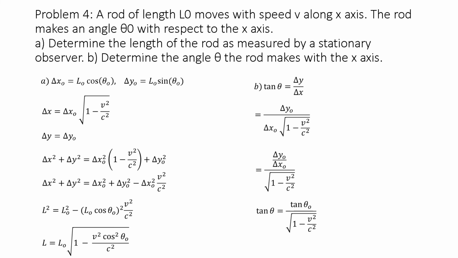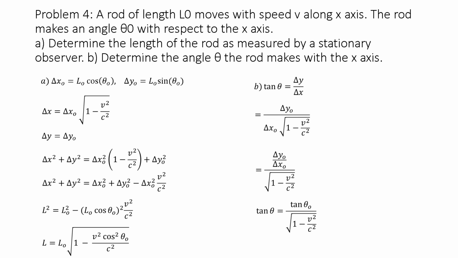We find the expression for delta x square plus delta y square. Delta x square plus delta y square is equal to L square, and delta x naught square plus delta y naught square is equal to L naught square, and delta x naught equals L naught cos theta naught. We substitute these and find the expression for L.